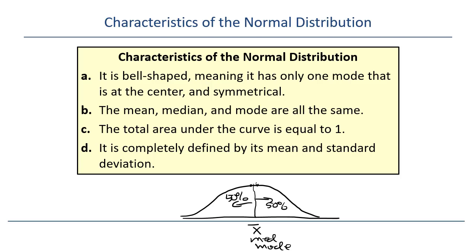The total area under the curve is always set equal to 1. That's why we have 50% in one half and 50% in the other, so we can talk about 0.5 and 0.5 as being its area. And it's completely defined by its mean and standard deviation.